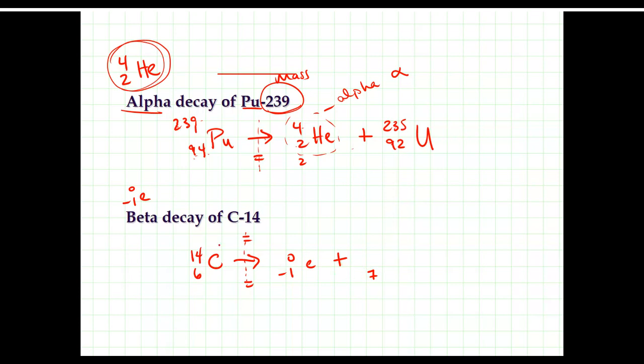And then on the top, 14 is equal to 0 plus 14. 6 is equal to -1 plus 7. Element number 7 is nitrogen. So the beta decay of carbon-14, here's my beta particle. The beta decay of carbon-14 results in a beta particle, or an electron, and nitrogen-14.